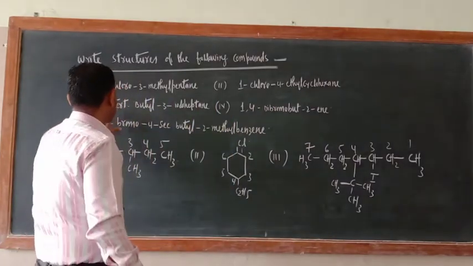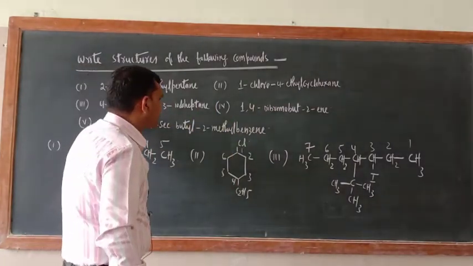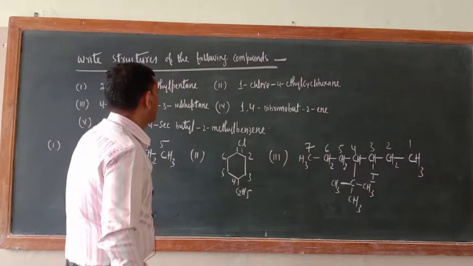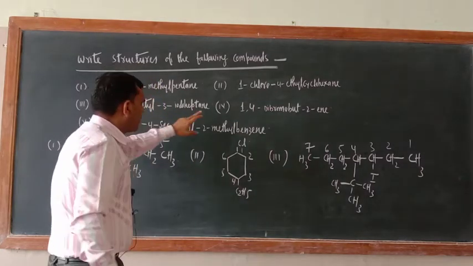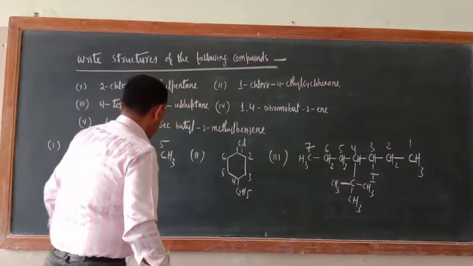Okay. This is there. So this is 4 tertiary. At 4 position, the T butyl group should be there. Okay. Now the fourth one.